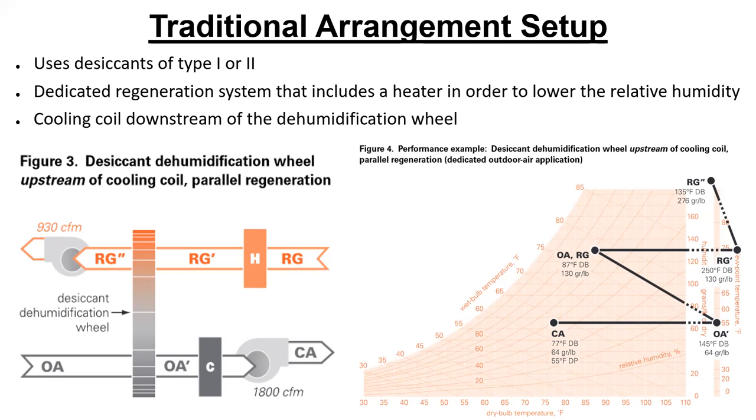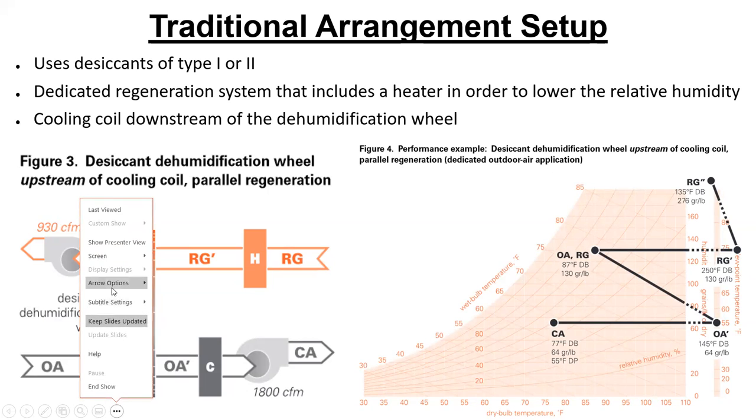Okay. Dedicated regeneration system that includes a heater in order to lower the relative humidity. So on your regen air, these things were designed to have hot air blown across that coil to regenerate it. And of course, as you heat it up, the relative humidity is going to fall like crazy. Okay. So if you look on the psych chart over here, which shows both processes, let me see, where can I get my marker so it stays visible here.